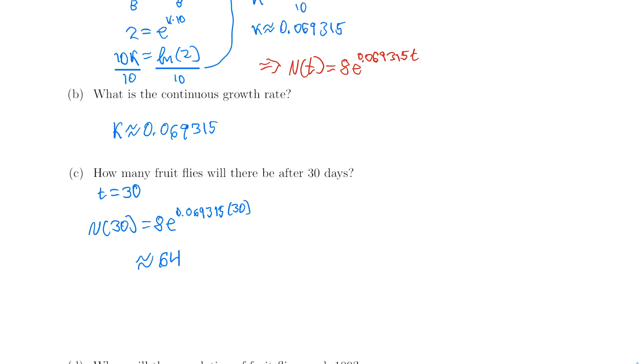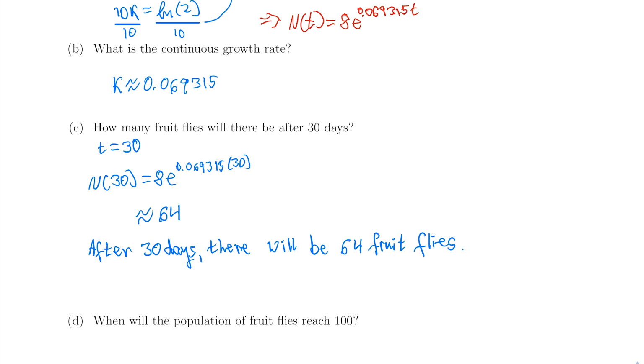So already quite a bit more, right? Which makes sense. We had originally 8. We doubled it in the first 10 days. That gets us 16. We double that in the next 10 days. That's 32. We double that again in the next 10 days and we get to 64. So we could have also thought about it that way, but we are wanting to practice our function. So after 30 days there will be 64 fruit flies.